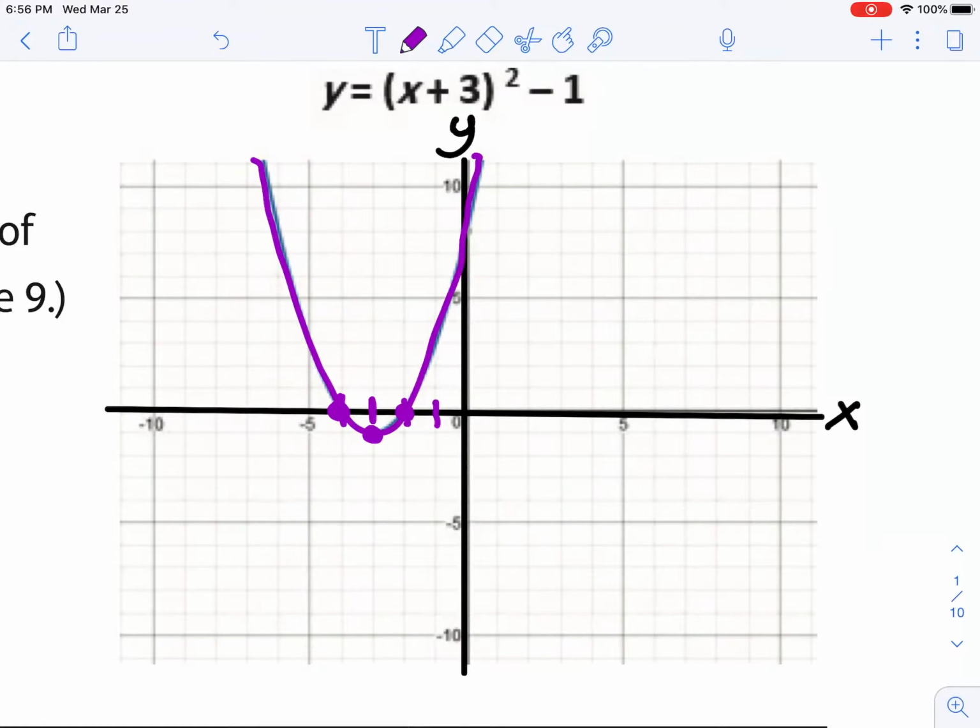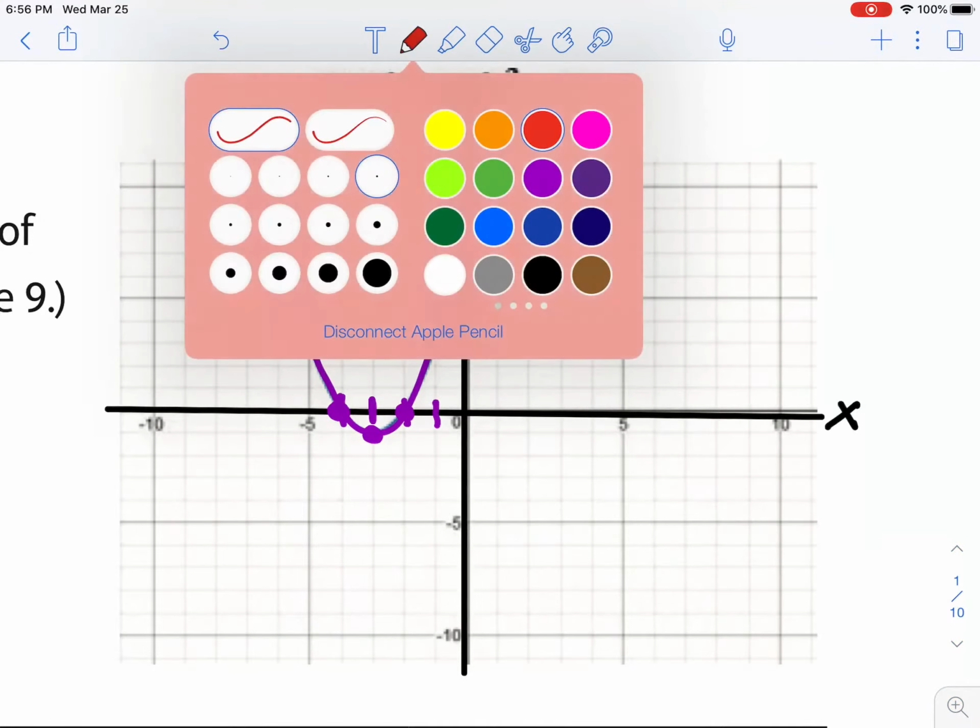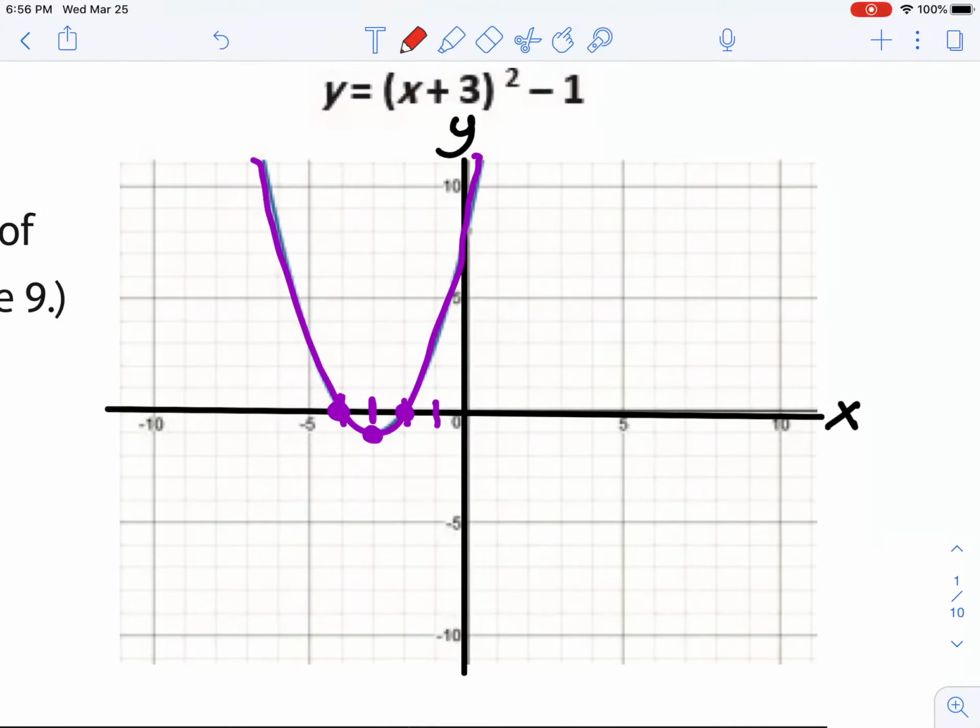And we're going to talk about some important things on parabolas. This is all academic vocabulary that you need to know. This dot right here at the bottom is called a vertex. That vertex is the bottom of the U or the very top of the N. It is the only point that does not mirror.